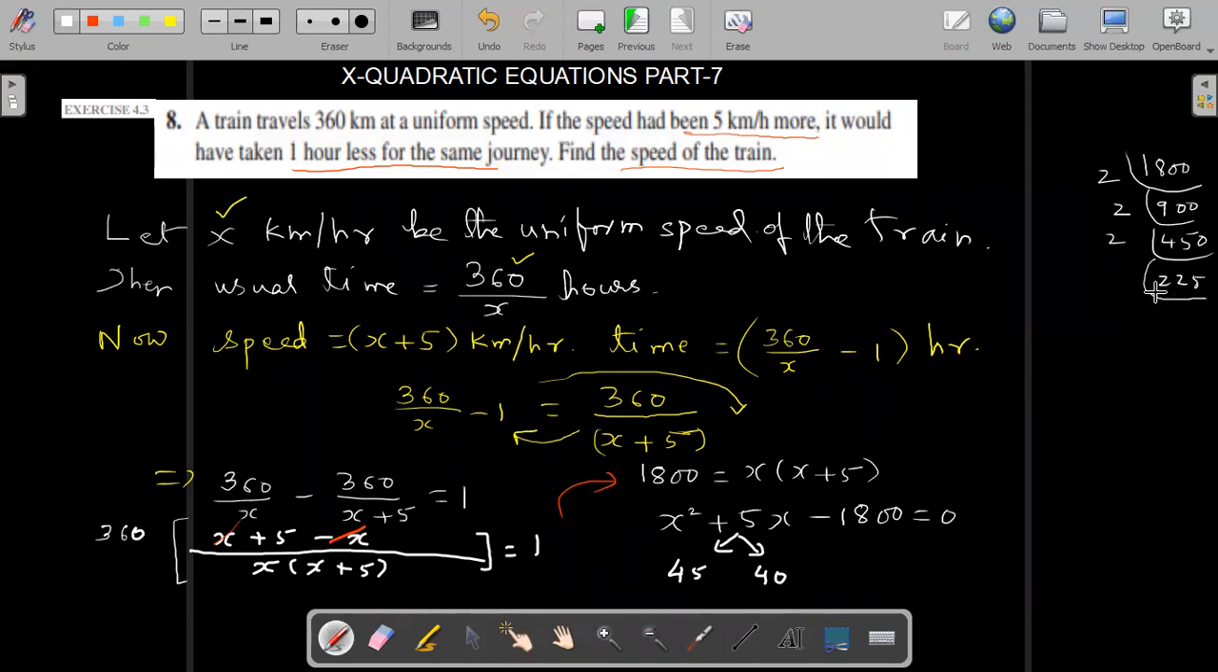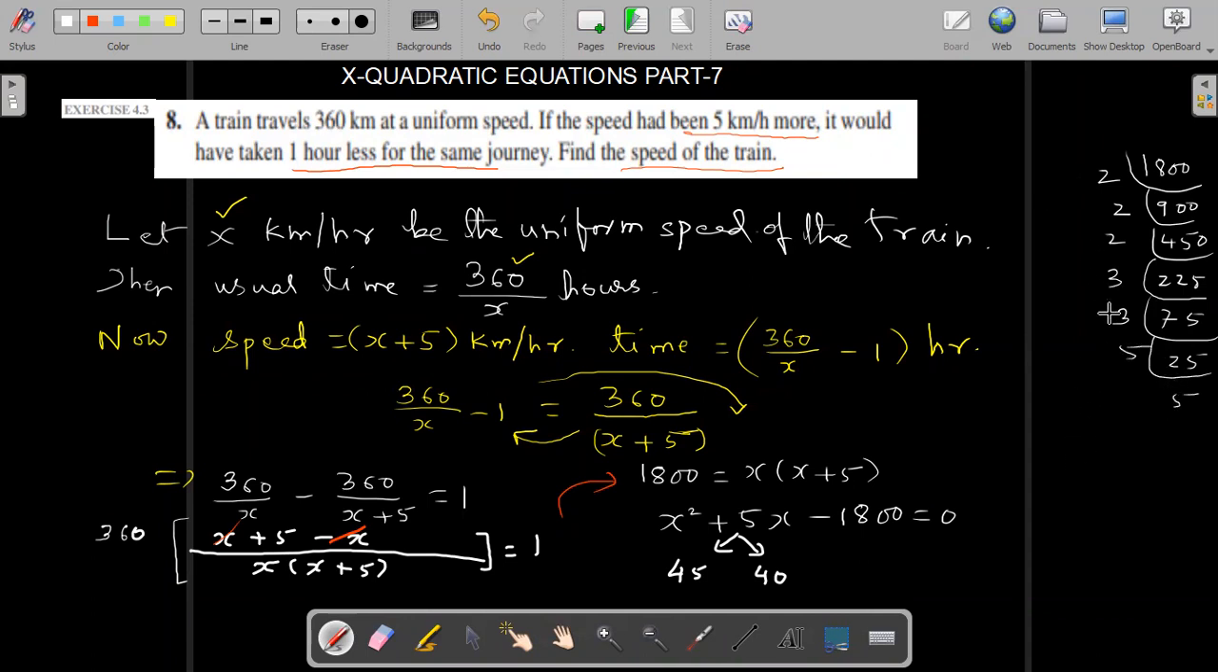Then it will go by 3. 3 7s are 21, 3 5s are 15. Then again it will go by 3. 3 2s are 6, 3 5s are 15. And we can have more factors, 5 into 5. So you have these factors.